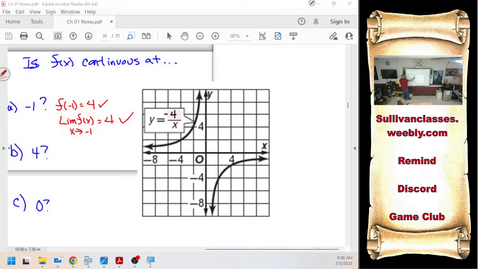Third part of the test. Do these two things equal each other? The limit value and the function value have to be the same. Yee. So since it passed all three parts of the test, I would say it is continuous at x equals -1. Now, if I just look at the graph, this is not a continuous graph, is it?